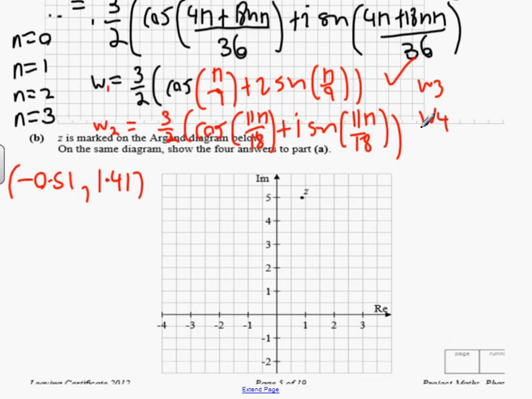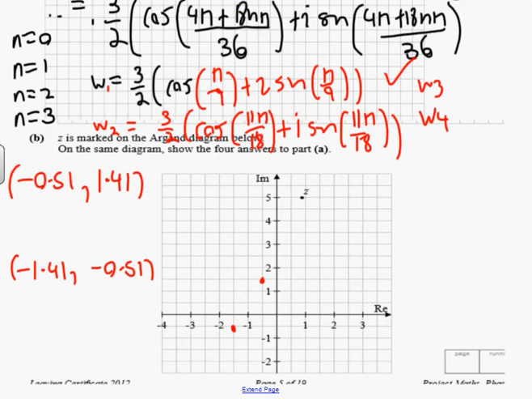Now it turns out the next one is minus 1.41, and what's the other one? Minus 0.51. And what's the other one I'm missing then? That one. There is the first one. The second one is minus 0.5, and then 1.41 is around there. The other one I'm missing is minus 1.41. There it is there. Then minus 0.5, which is here.